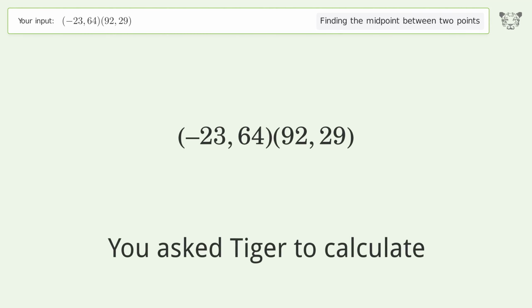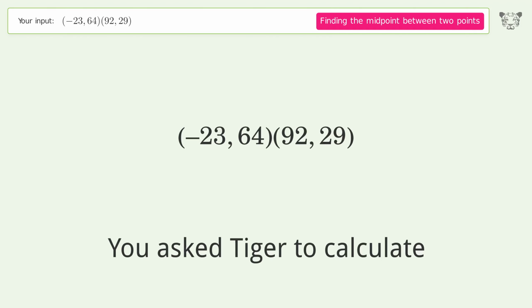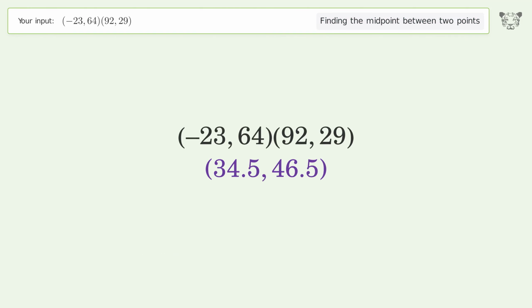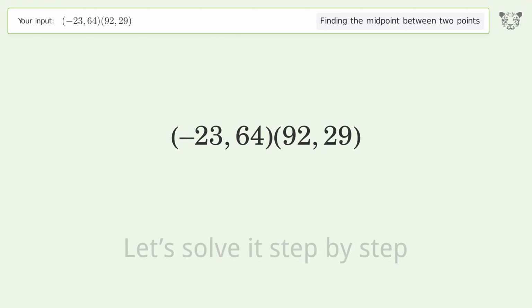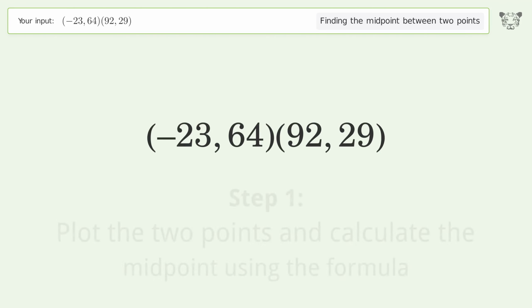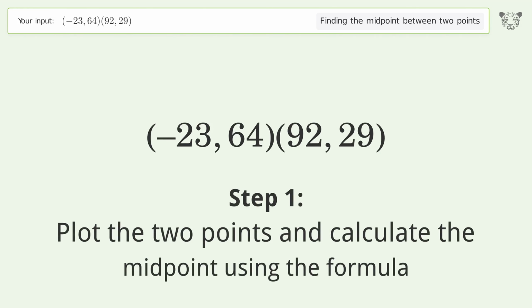You ask Tiger to calculate. This deals with finding the midpoint between 2 points. The midpoint between the 2 points is 34.5, 46.5. Let's solve it step by step. Plot the 2 points and calculate the midpoint using the formula.